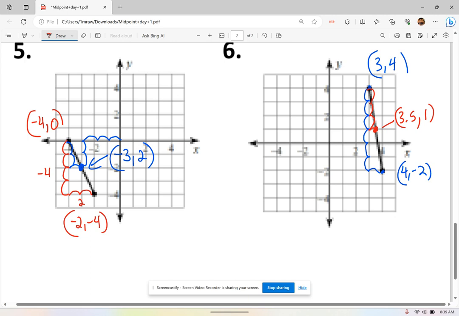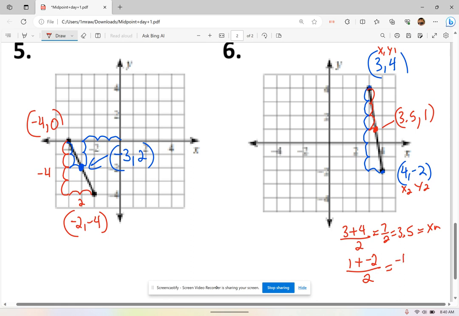Or you can do the midpoint formula, sorry, not the slope formula. X1, Y1, X2, Y2. So add 3 plus 4 divided by 2. 3 plus 4 is 7. 7 divided by 2 equals 3.5. That is my X value of my midpoint. And then my Y values, 1 plus negative 2 over 2. That gives me negative 1.